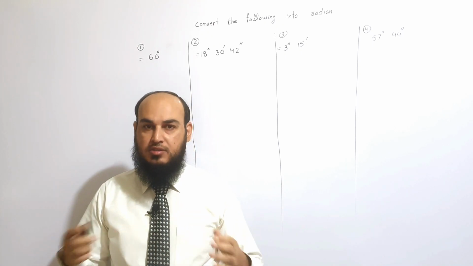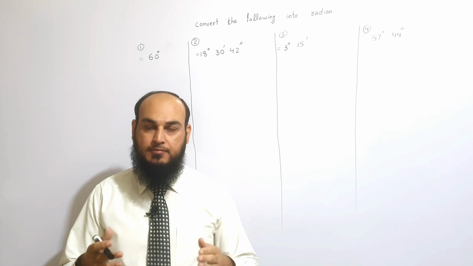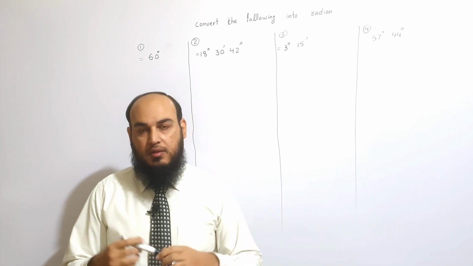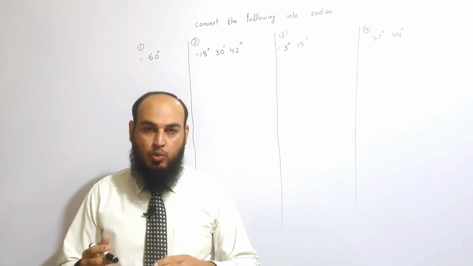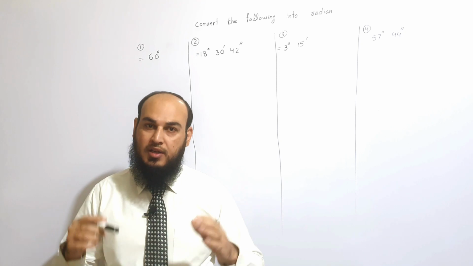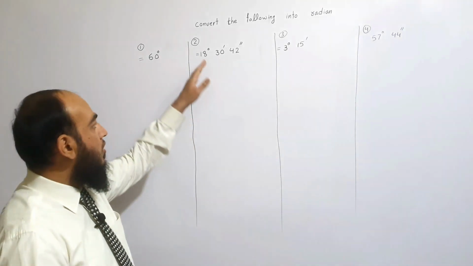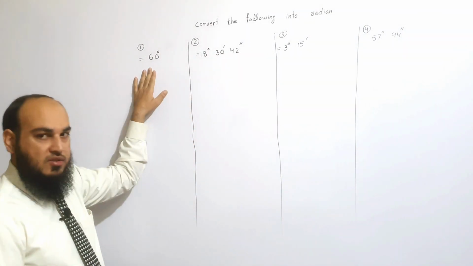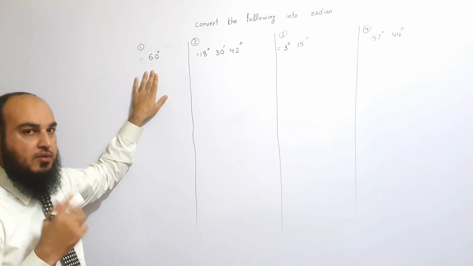The first one is known as degree and the second one is called radian. In this topic we are going to convert degree into radian. Convert the following into radian. The first question is 60 degrees, and I'm going to convert this into radian.